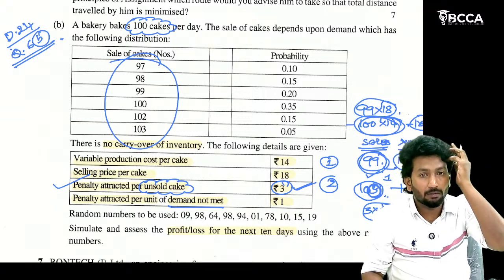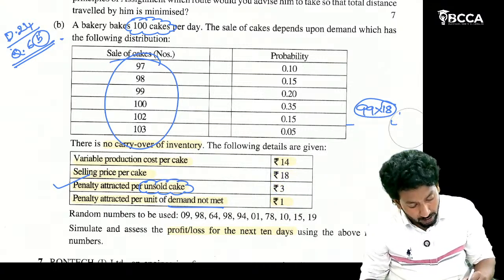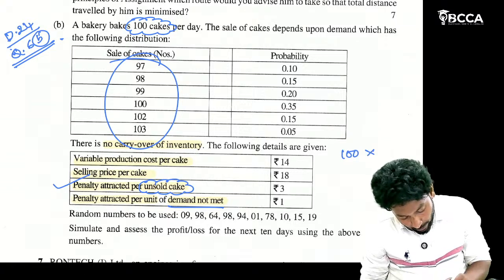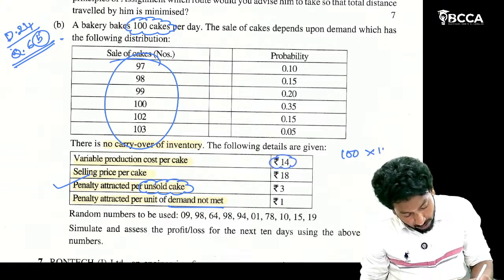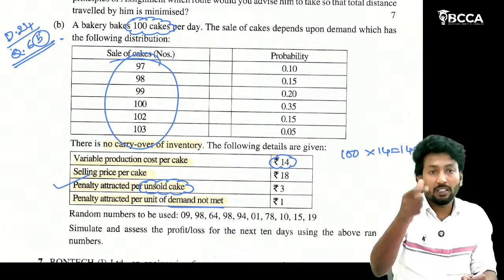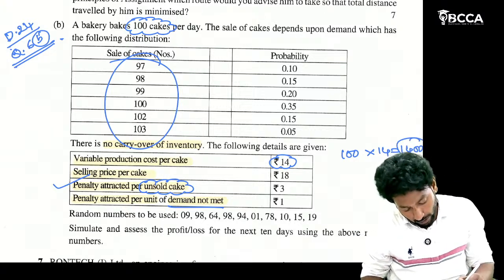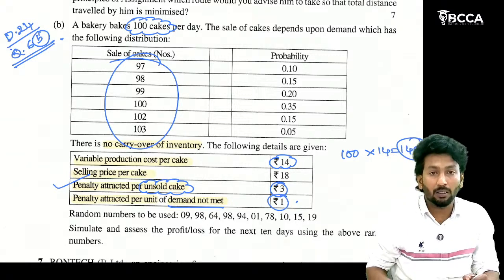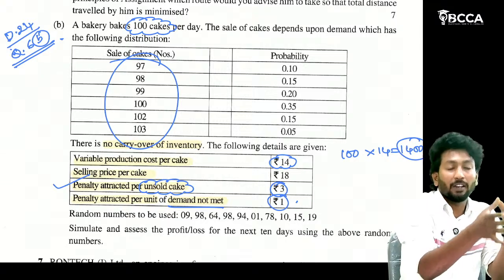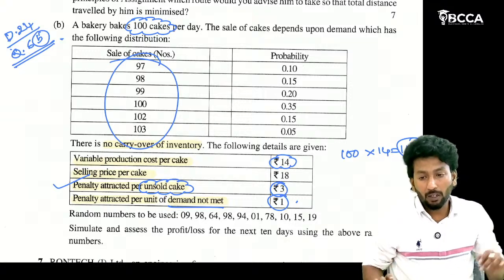By using the actual sales numbers, calculate total revenue. Production cost is constant only. Daily variable cost is constant only. Daily they are producing 100 units, each unit with production cost 14 variable cost. That means 1400. Each day variable cost is 1400 only. Along with this we have to calculate the penalty. Revenue value minus variable cost 1400 minus penalty, if any. Then we will get the profit.